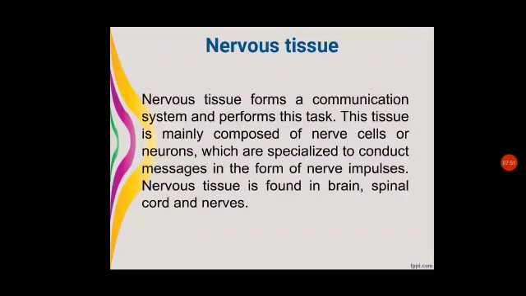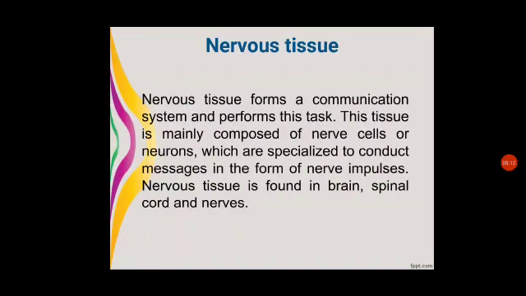Now come to the nervous tissue. Nervous tissue forms a communication system and performs this task. This tissue is mainly composed of nerve cells or neurons, which are specialized to conduct messages in the form of nerve impulses. Nervous tissue is found in the brain, spinal cord, and nerves.